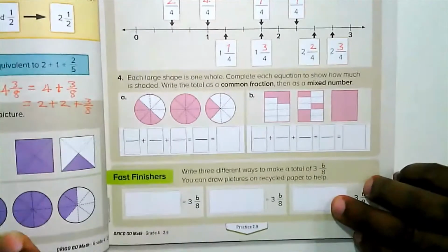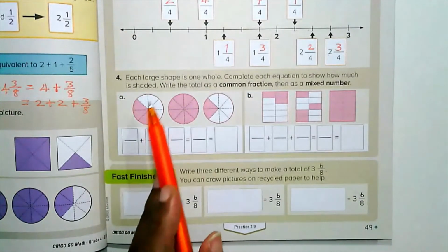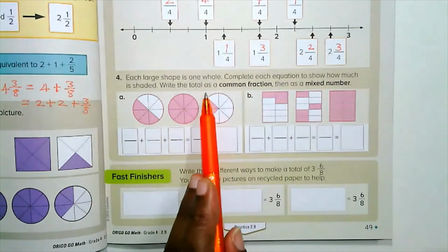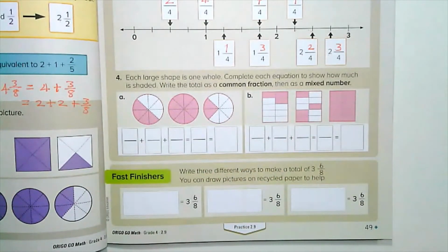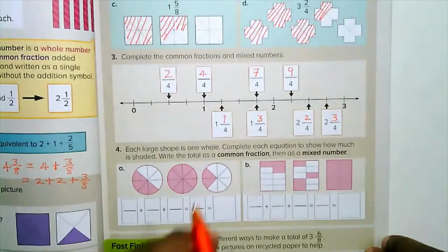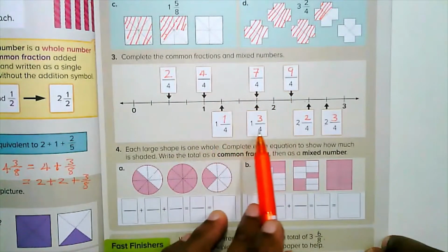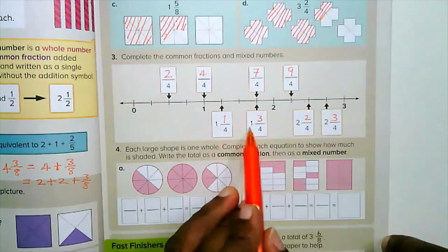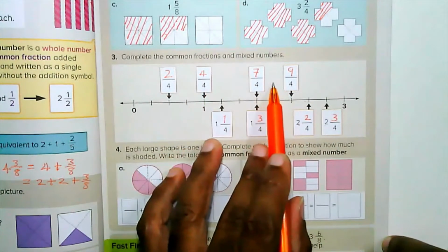Now let's go on to number 4. Each large shape is 1 whole. Complete each equation to show how much is shaded. Write the total as a common fraction, then as a mixed number. These are common fractions, and these are mixed numbers. When it's got a whole number, it's a mixed number. When it's a fraction like this, it's called a common fraction.